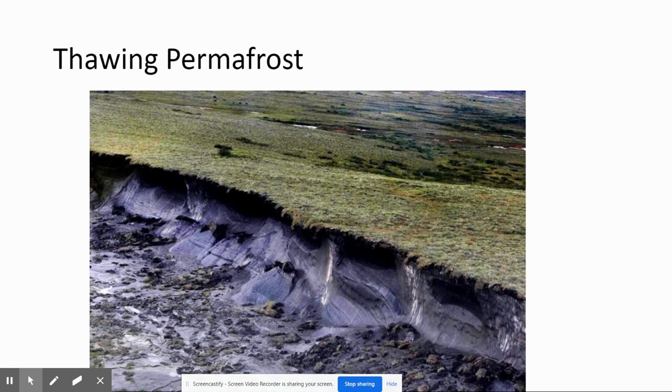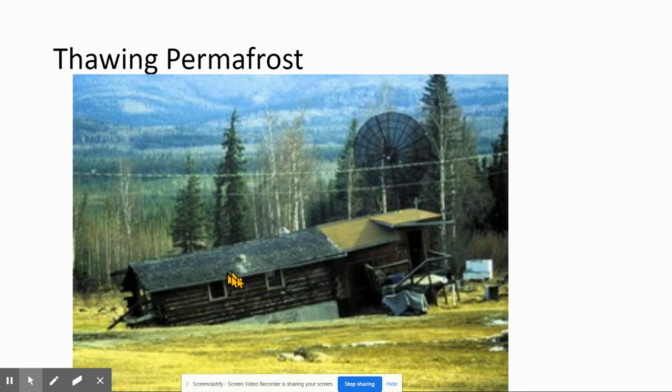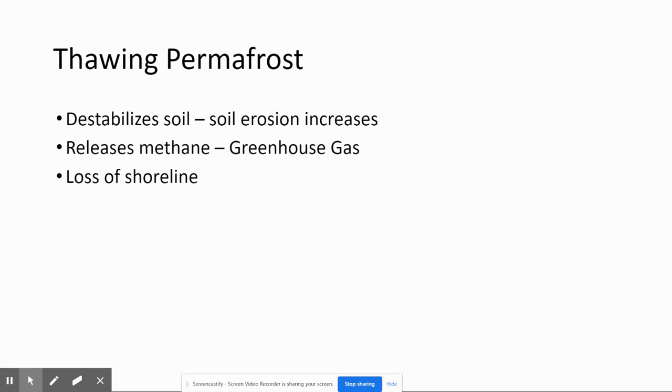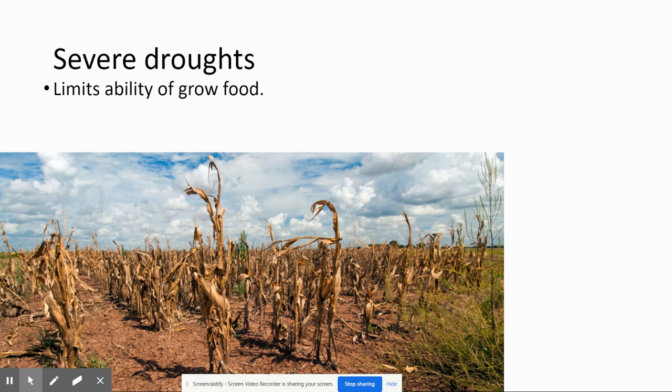But the permafrost is thawing, and because of that, houses are sinking. They're losing ocean line. I think they've had to move villages back a couple miles because it was actually falling into the ocean. So when this permafrost thaws, there's water in it. The ice becomes water and it washes into the ocean. So basically it destabilizes the soil, erosion increases, it increases methane, which is a greenhouse gas, and there's also loss of shoreline. There's severe droughts, which farmers are generally worried about.